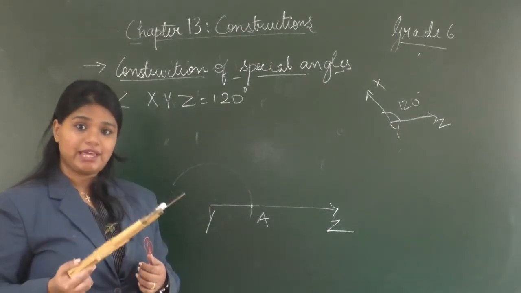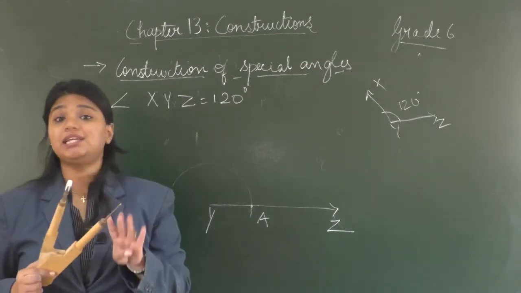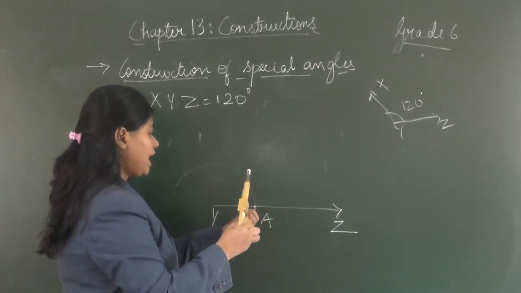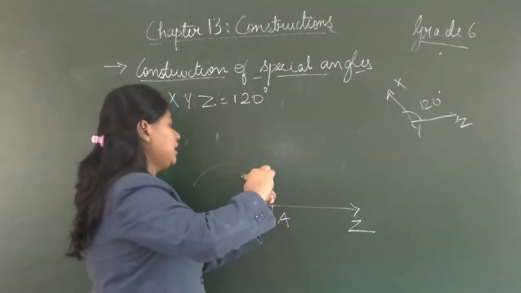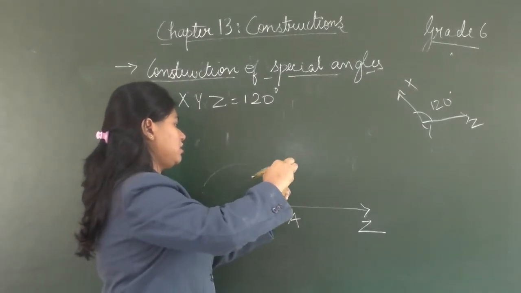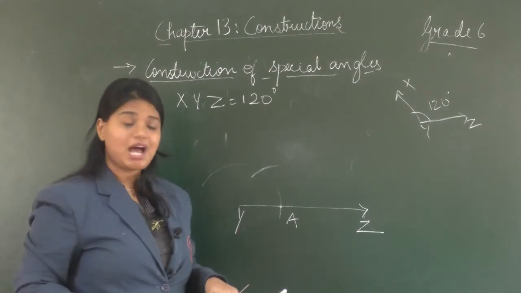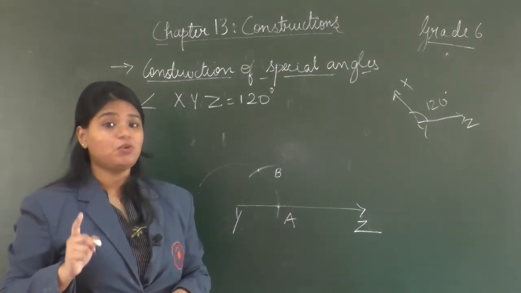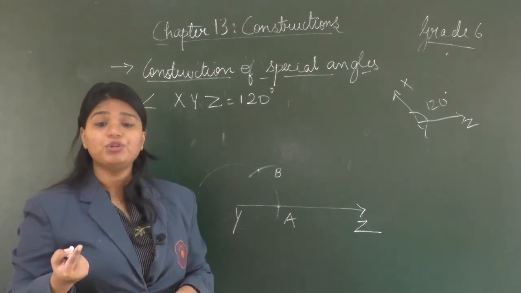Now what was the next step? I will take the same measurement. Now I will place the needle on A, right? And I will cut another arc. Now let's name this arc as B.